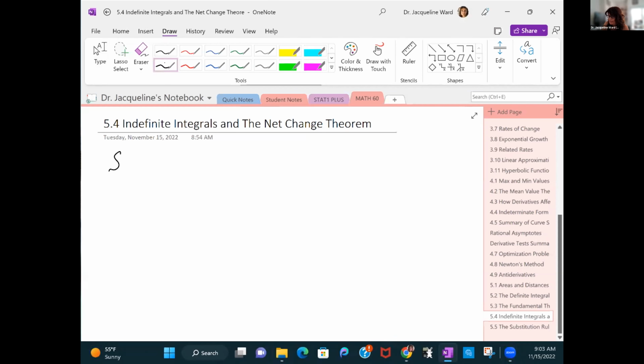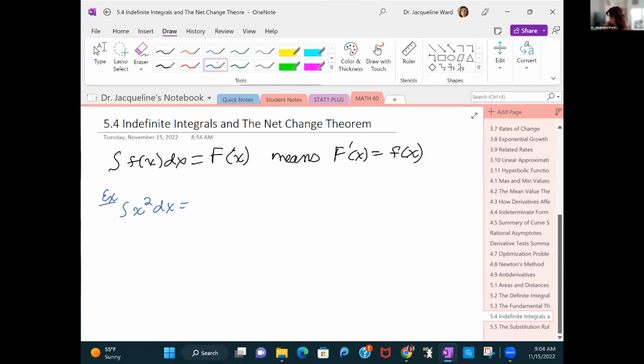So recall that the integral of little f of x gives you some function big F. And so that means that the derivative of capital F is small f. Okay, and we have to make sure now with indefinite integrals that we add the constant of integration, just like we did when we were finding antiderivatives. So for example, the integral of x squared dx is x cubed over 3 plus c. And so the c now is called the constant of integration.